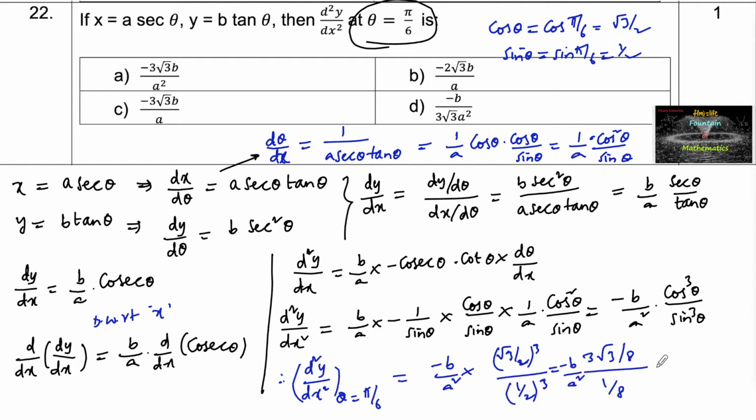Minus b by a square, which is equal to 8 cancel, minus b by a square into 3 root 3. So we can give the answer as minus 3 root 3 b upon a square. Option A is the answer.